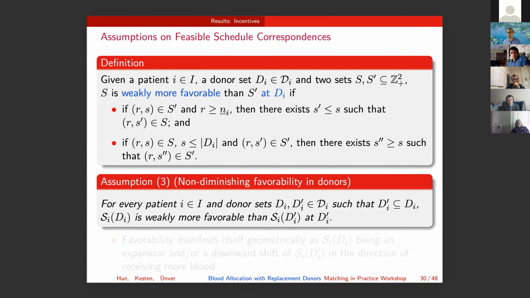And the second condition makes that assumption. So you donate, if it is feasible, basically, it goes in the other direction as well.